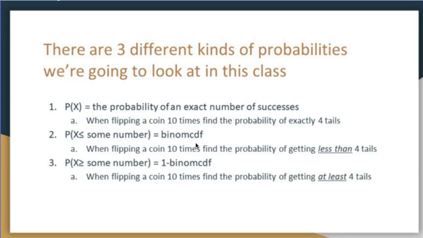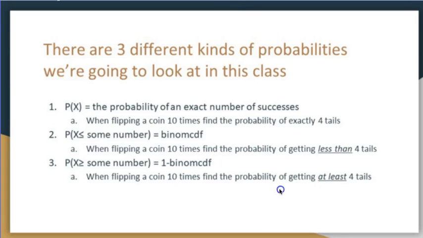And then we could also do the other, which is P that X is greater than some number. So getting at least 4 tails. And that's usually the words you'll see is at least. So that would be 4 or 5 or 6 or 7 or 8 or 9 or 10. Okay, and there we're going to have to do some math, and we're going to do 1 minus the probability that we get from our calculator.